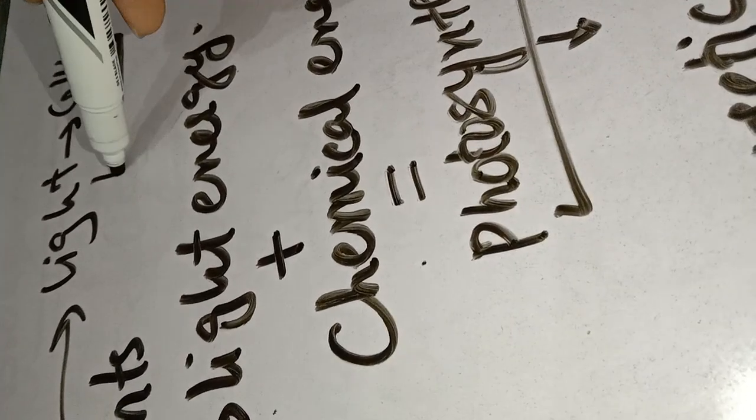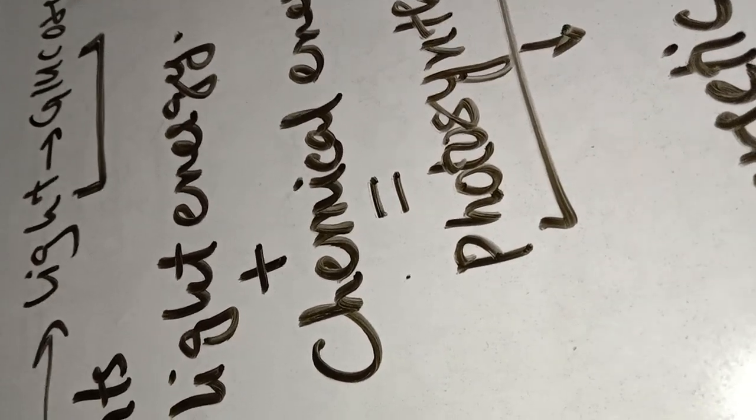What is happening over here? Energy is not created and not destroyed. It is present naturally, it is captured by the plant, but it is changed from one form to another. This process is known as the conversion of light energy to chemical energy, known as photosynthesis.